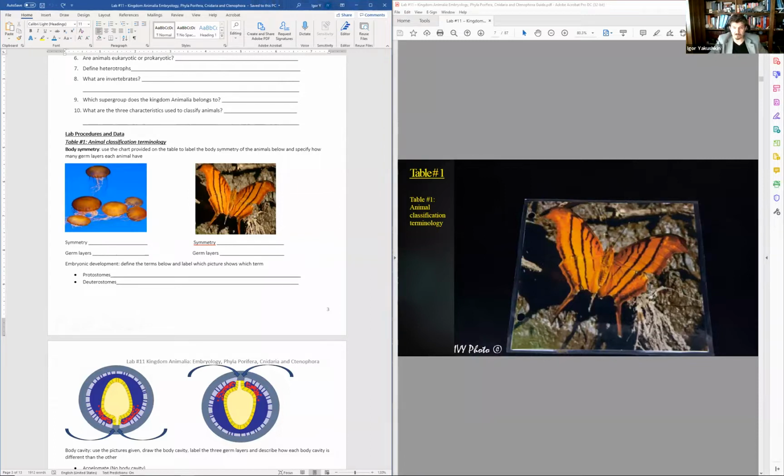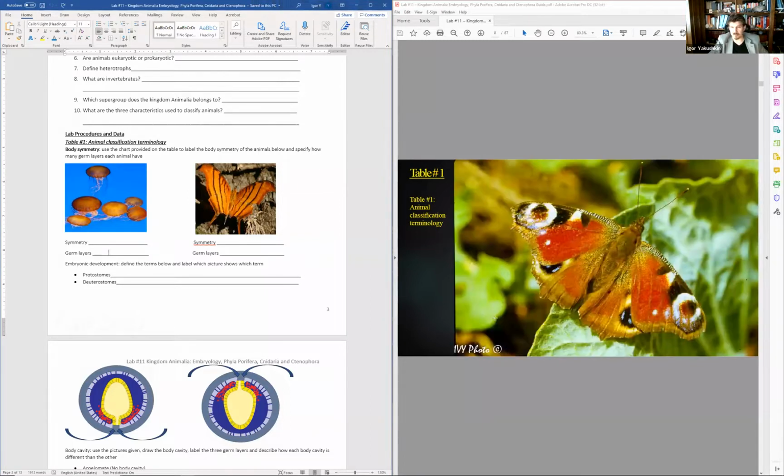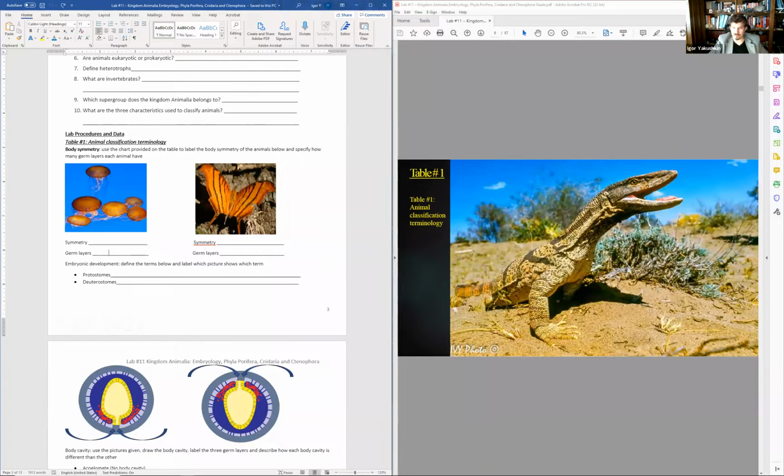For the bilaterally symmetrical, here we go, bilateral symmetry, left side very similar to a right side. Here we go, and that's the gray monitor right there. So those ones, bilateral symmetry, right? And the germ layers will be 3.